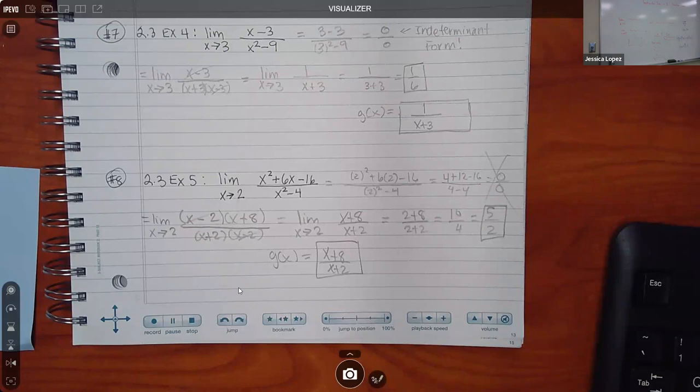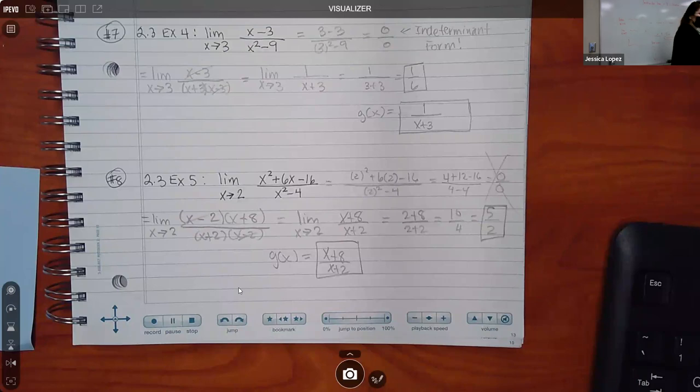Remember, that's the function that they want if they ask you for a function, right? They want the one after you simplify it. Okay? Then I went ahead and tried to plug in my 2, and it worked fine this time. I got 10 over 4, which I reduced to 5 over 2.